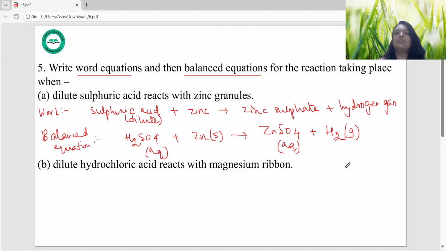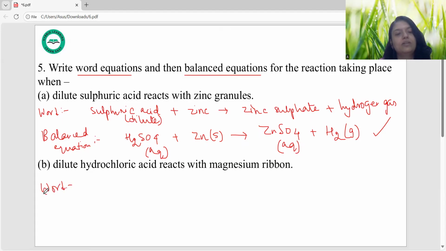Aqueous means something which is dissolved in water. That will be my aqueous solution. We are going to define it by AQ, and G is for gaseous state. S is for solid. So if you notice here, zinc sulfate, ZnSO4, H2 is already balanced. So this will be the final answer. Let's do the next question.